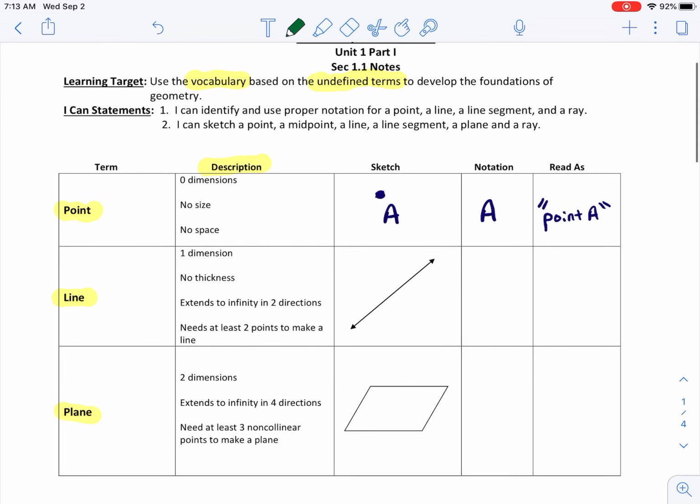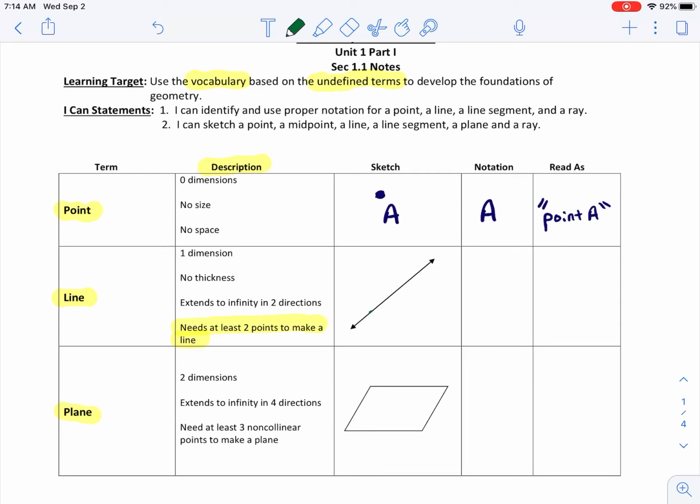Again, another one I'm sure you've heard. It is 1 dimension, it has no thickness, it extends to infinity in 2 directions, that's why we have the arrows, and it needs at least 2 points to make a line. Now that last one's pretty big. I actually might highlight that. You need at least 2 points to make a line.